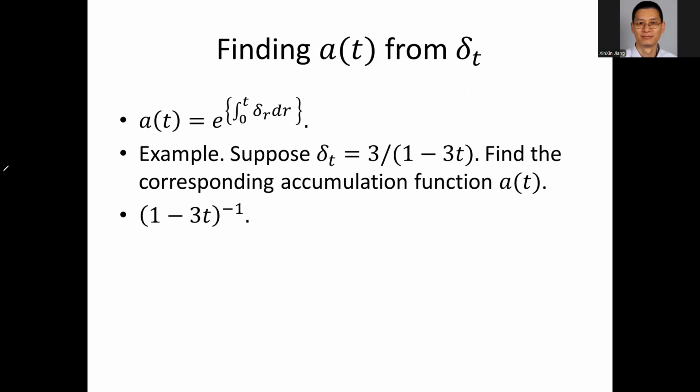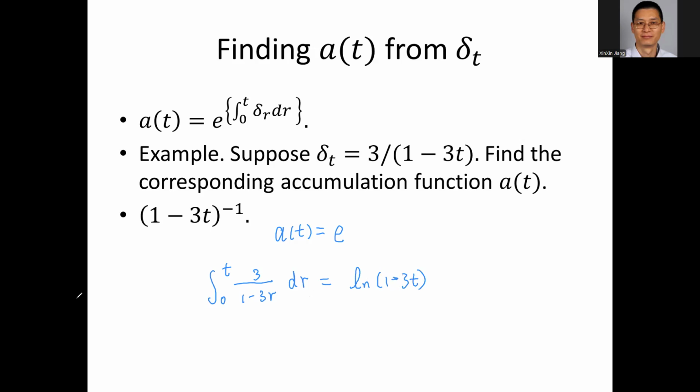Let's look at an example. Suppose delta t equals 3 over 1 minus 3t. Find the corresponding accumulation function a of t. I would just work it out. There's nothing fancy to think about. So a of t equals e to the integral, let's do the integral first, from 0 to t of delta r, 3 over 1 minus 3r, dr. This is just a linear log function. Log of 1 minus 3t.